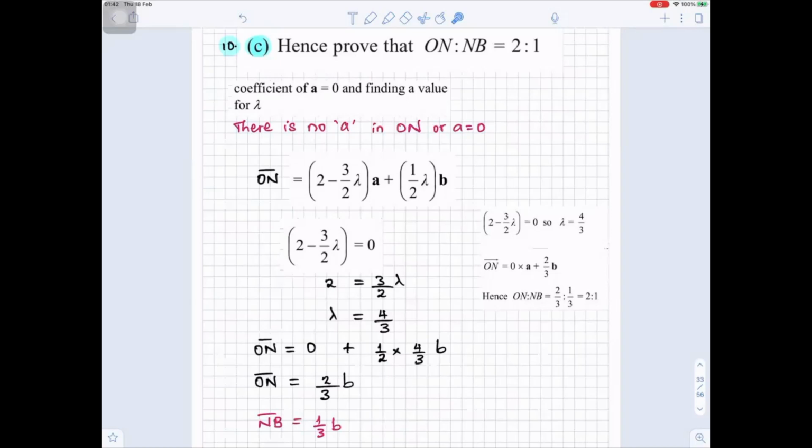Now that you know what lambda is, ON would be equal to 0 plus half times lambda, which is 4 over 3, b. Half times 4 over 3 gives you 2 over 3b. So that means NB would be 1 over 3. Because if ON is 2 over 3, what do you add to 2 over 3 to get 1? You get 1 over 3.